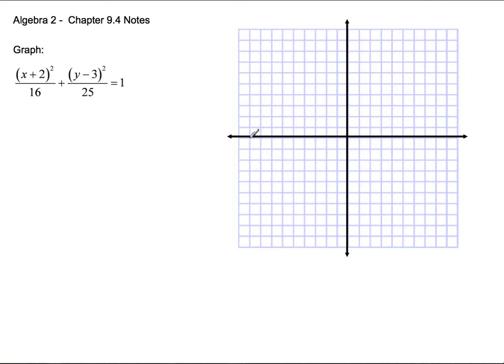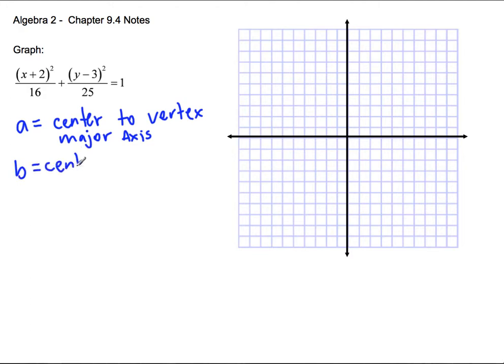Okay, so what we're looking at with this slide is graphing an ellipse. And remember that a is the distance from center to vertex. And that's the long side. That's on that major axis. b is from center to covertex. And that covertex is on that minor axis.